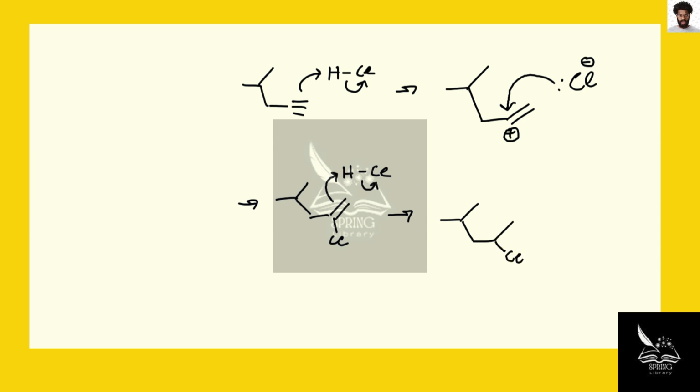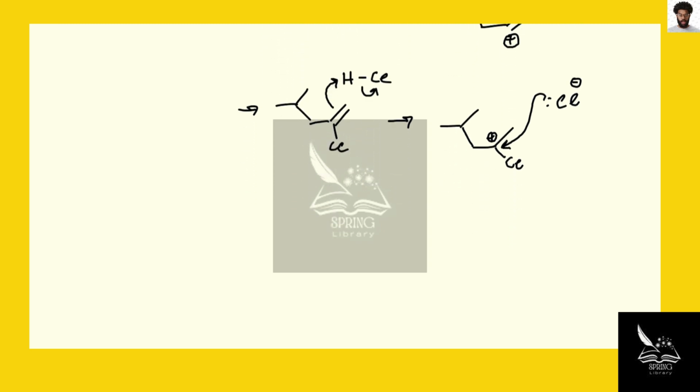Just as before, we're not going to show the H adding to the terminal carbon, but we are going to show this positive charge here that ends up on the other side. And just as before, we have a negative chlorine left over, and that will attack the carbon with the positive charge. And that's how we get to our final product.